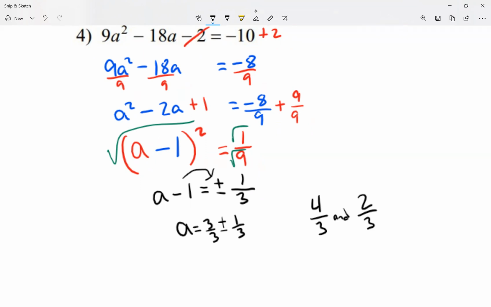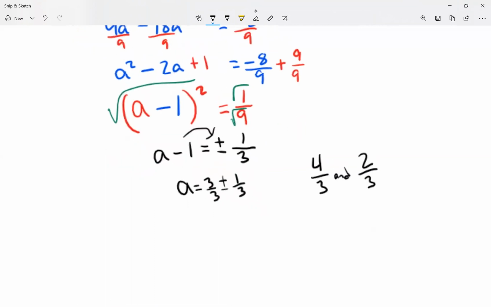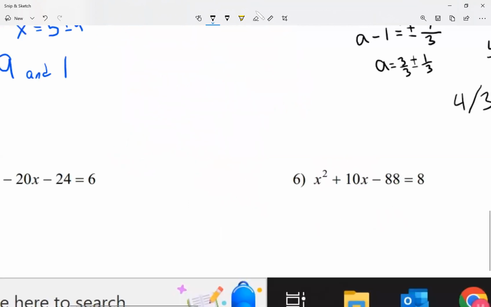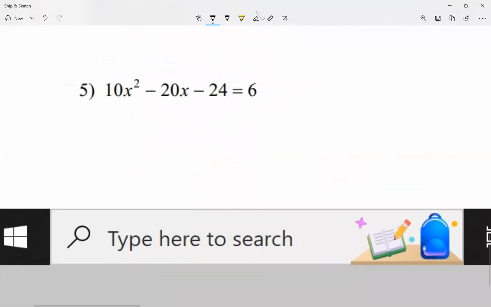It's okay to have the big number on the top. Now, the way we're going to type fractions, I'm going to expect you guys to go 4 backslash 3 and then 2 backslash 3, right? 4 over 3 and 2 over 3. All right, let's do a couple more examples. Let's take a look. Question number 5.